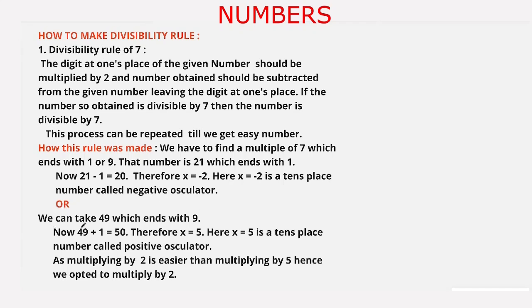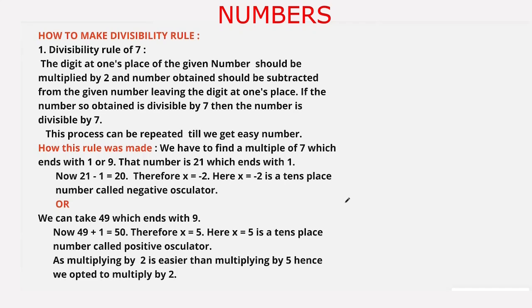Or we can take 49 which ends with 9. Now 49 plus 1 equal to 50. Therefore x equal to 5. Here x equal to 5 is a tens place number called positive oscillator. As multiplying by 2 is easier than multiplying by 5, hence we opted to multiply by 2.